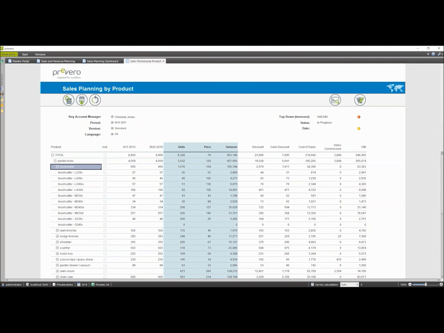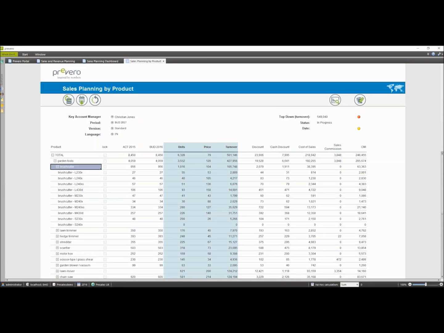But at least I can see there's a gap there of somewhat 48,000 or so. The other thing that we're looking at here is we've got our units and our price and our turnover. We've also got various different discounts, etc., being calculated. And in a moment, I'm going to just type some numbers in. But of course, the whole point of having a solution like Prevero is that we cut down to a minimum that manual data entry.